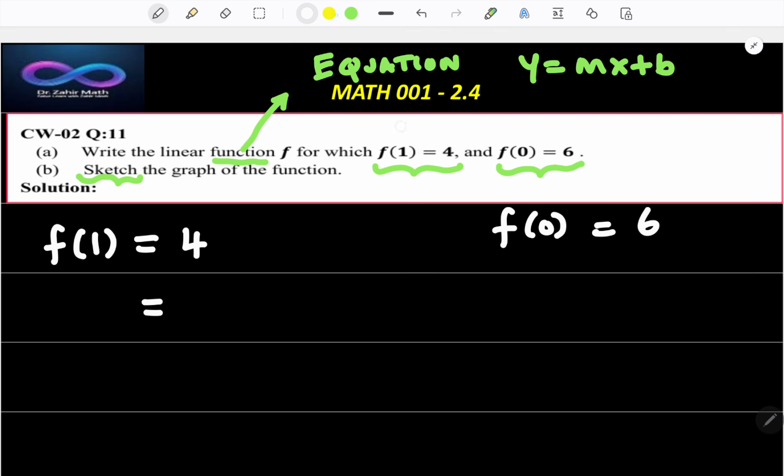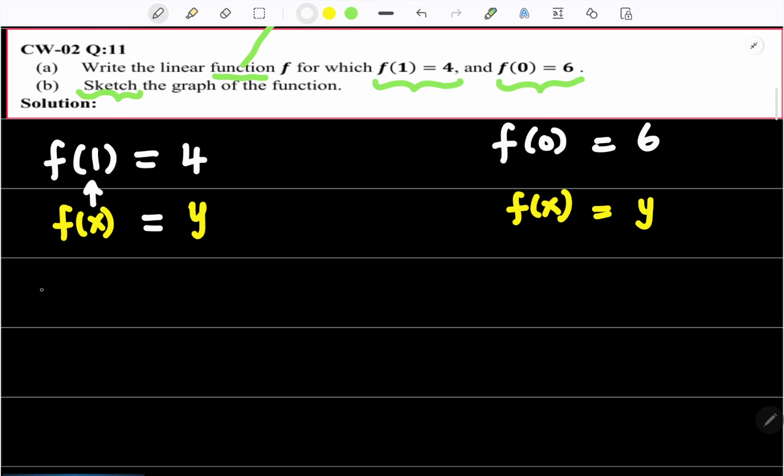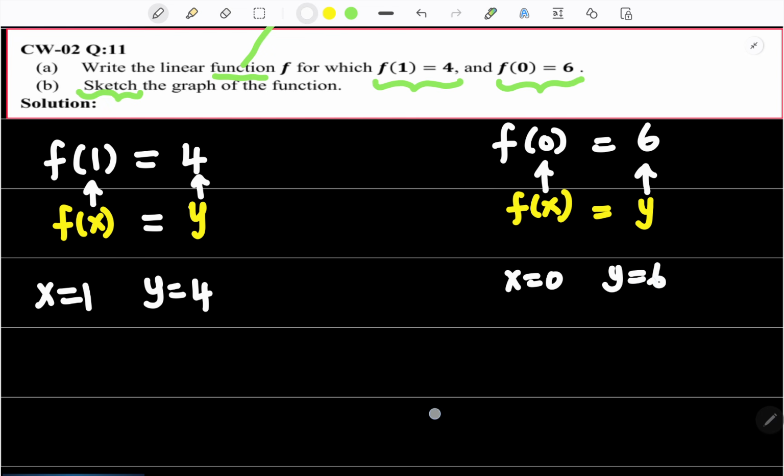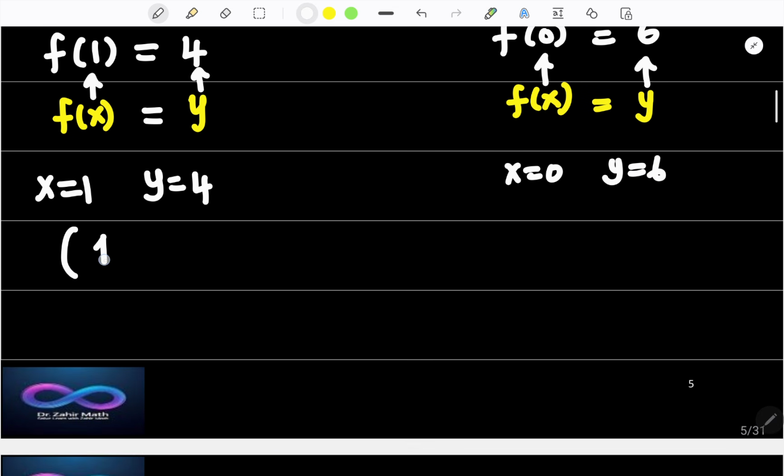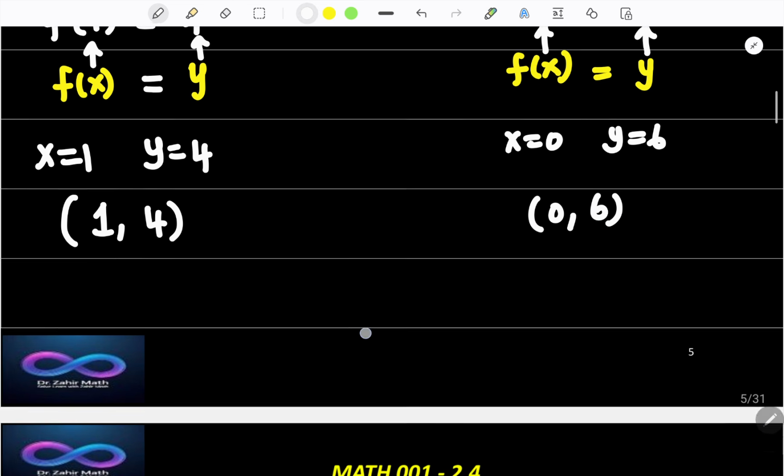In the school, you studied what? Y equals f of x, right? Yes. What is your x now? X equals 1. What is your y now? Y equals 4. What is your x here? X equals 0. What is your y here? It is equal to 6. So, what is the point? 1, 4. And what is the point here? 0, 6. Now we have 2 points.